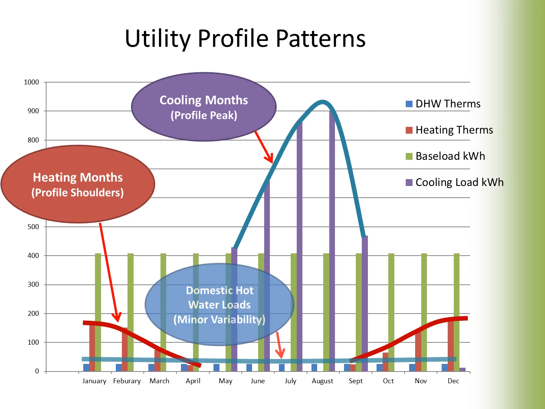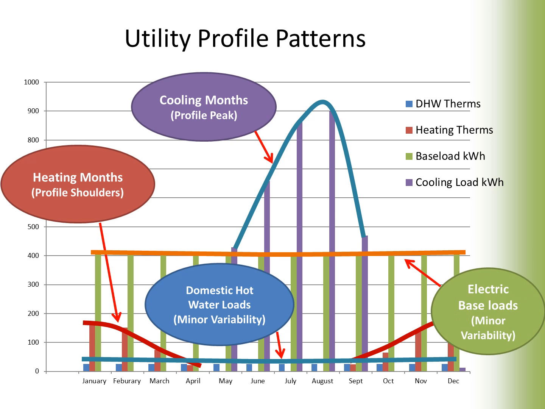Domestic hot water loads are pretty steady throughout the year, but may be slightly higher in the winter due to colder pipes and greater losses. Electric loads are also fairly steady, indicating minor variability, but tend to be higher in the winter months due to increased cooking and increased time spent indoors.